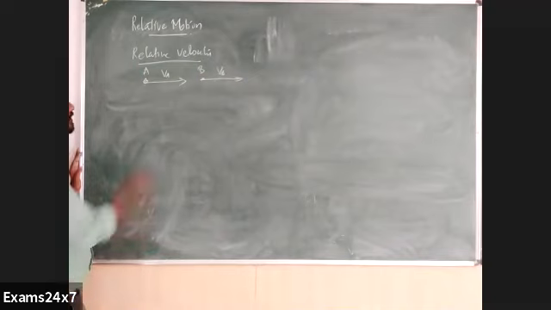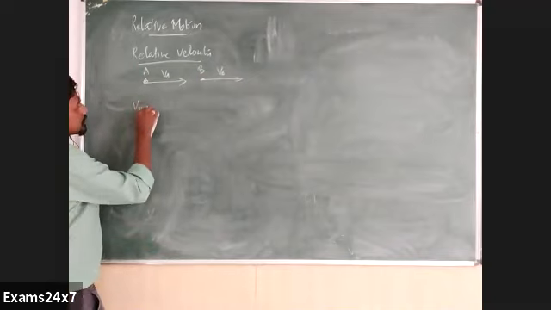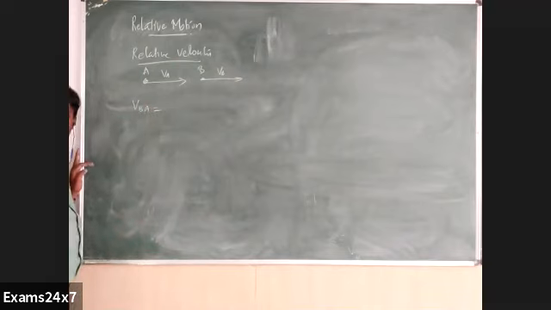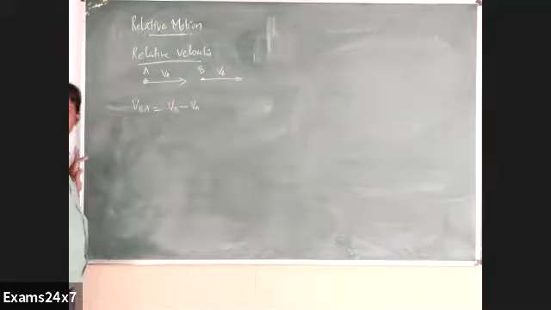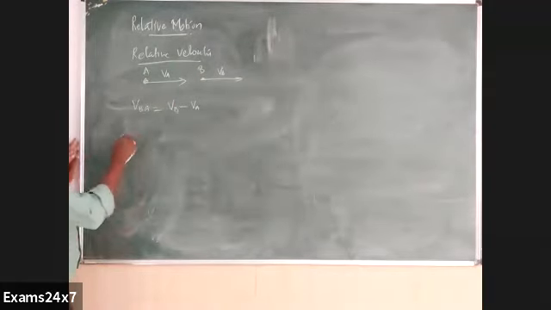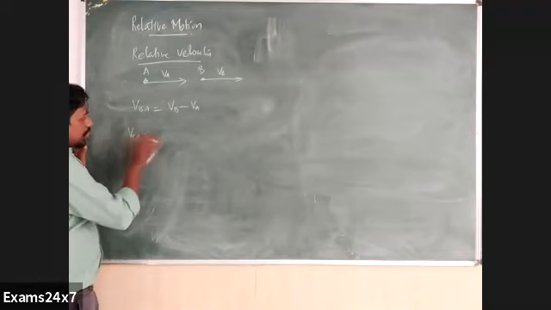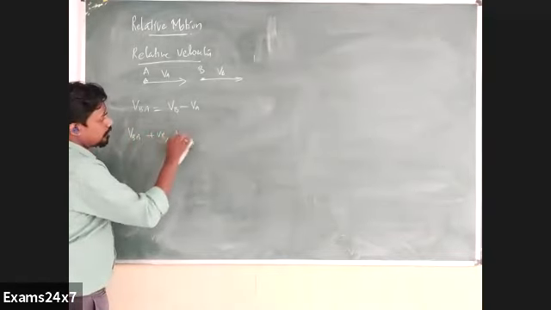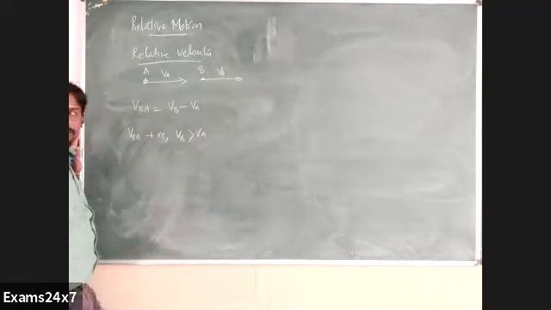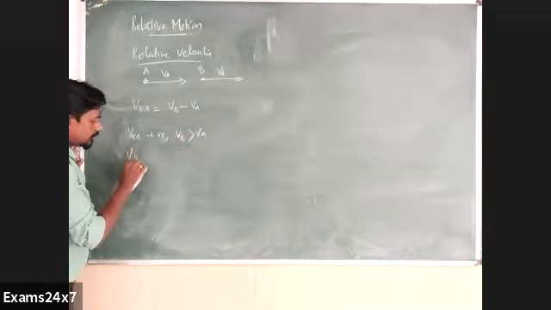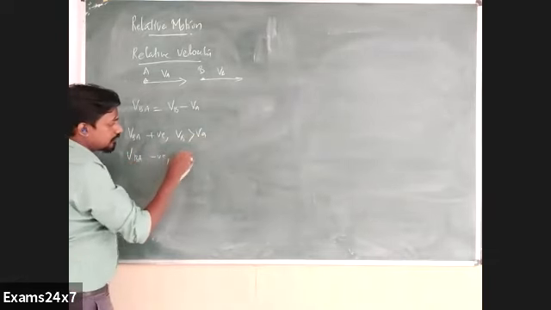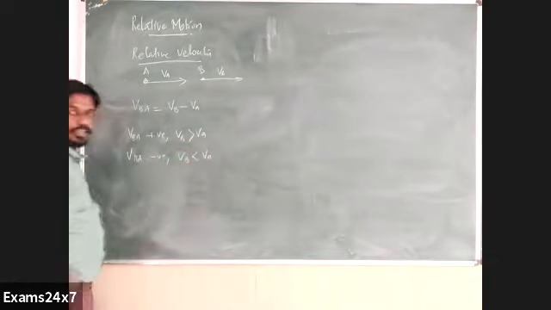Tell me, what is the velocity of B with respect to A, or relative velocity of B? VB minus VA. VBA is positive if VB is greater than VA. Velocity of B with respect to A is positive if velocity of B is greater than VA. Velocity of B with respect to A is negative if VB is less than VA.